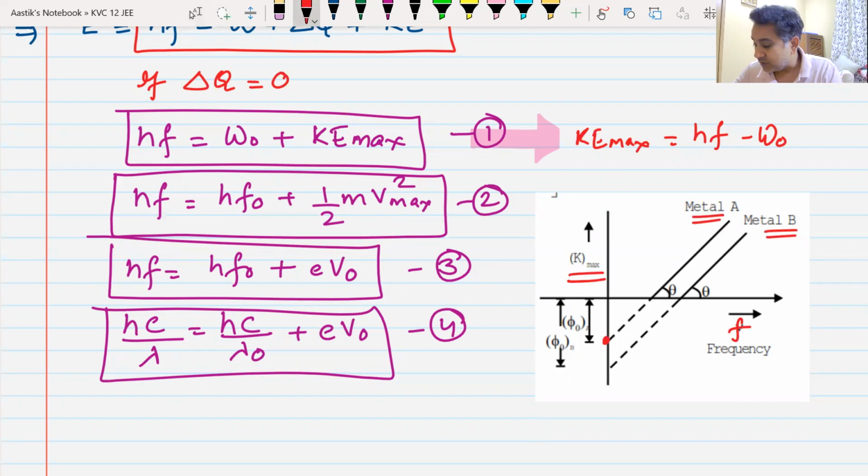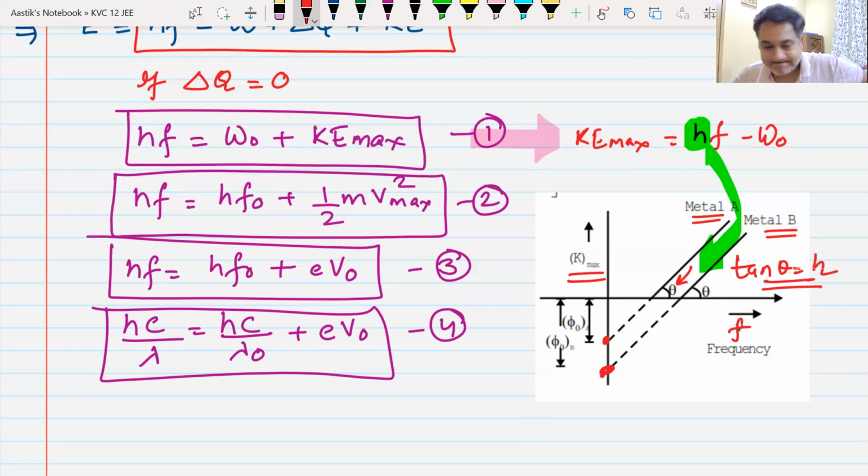This position is known as the work function of the first. This will be the work function of the second. This graph will meet the y-axis at different points, but they would have the same angle of inclination because the slope of the graph is always equal to h. Do we understand this? Tan theta of this graph is h.